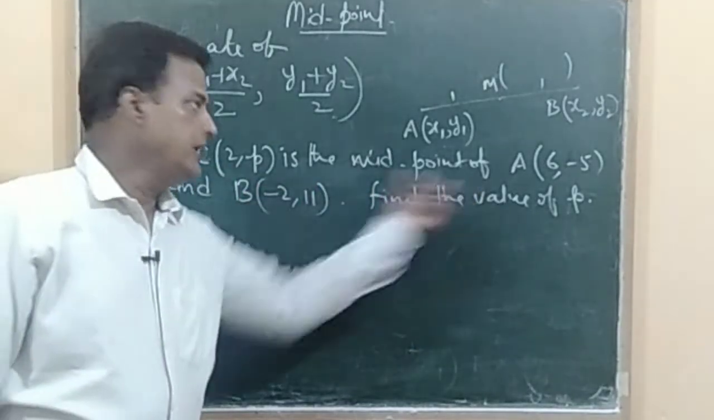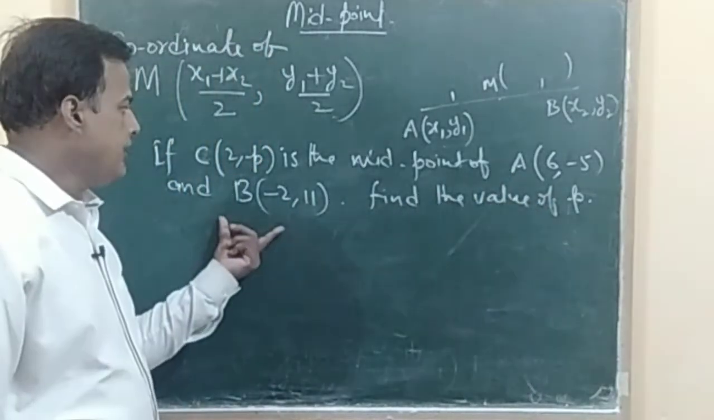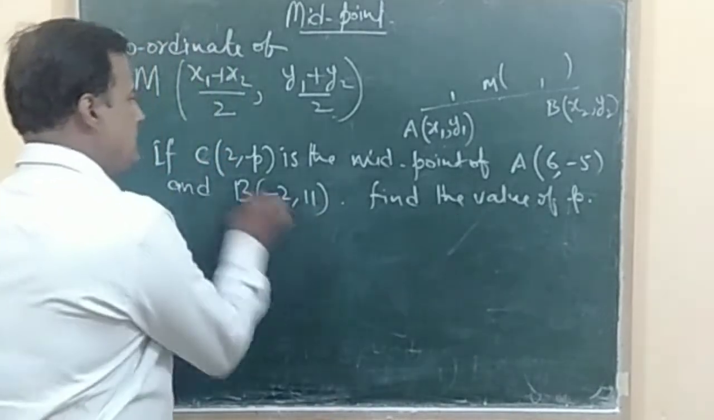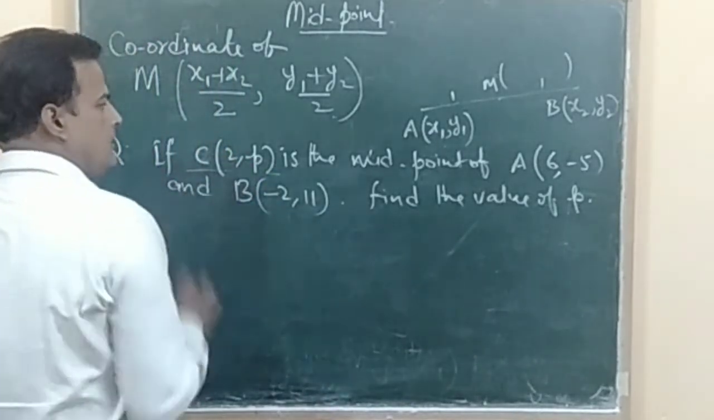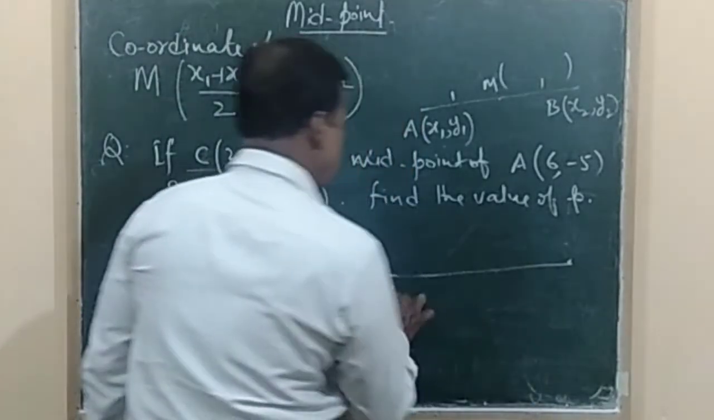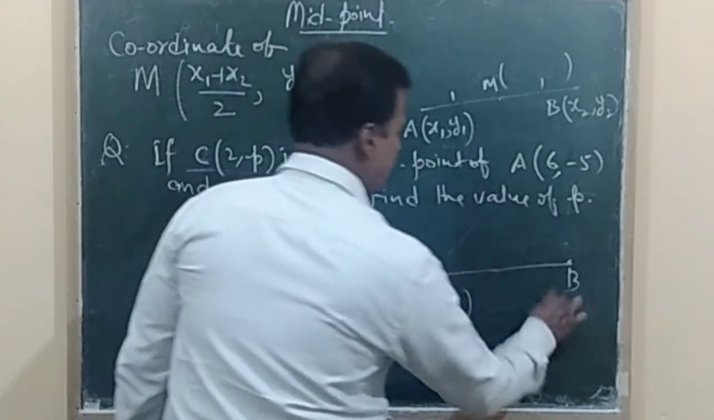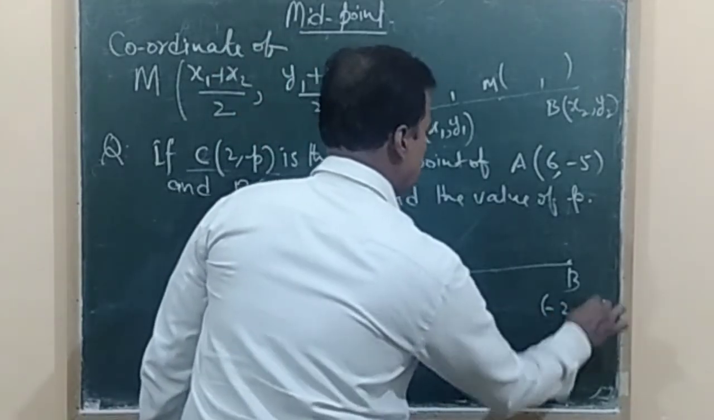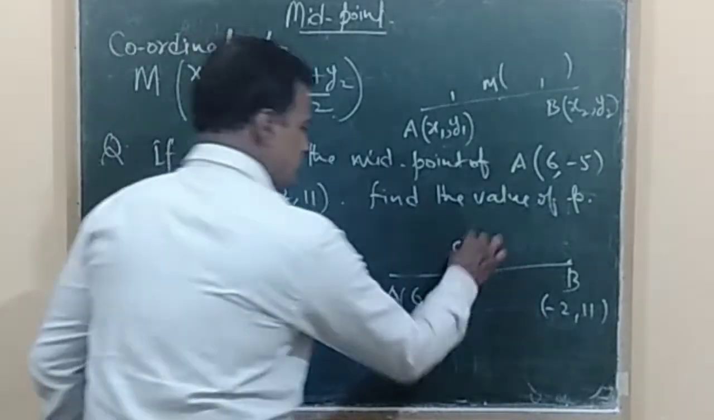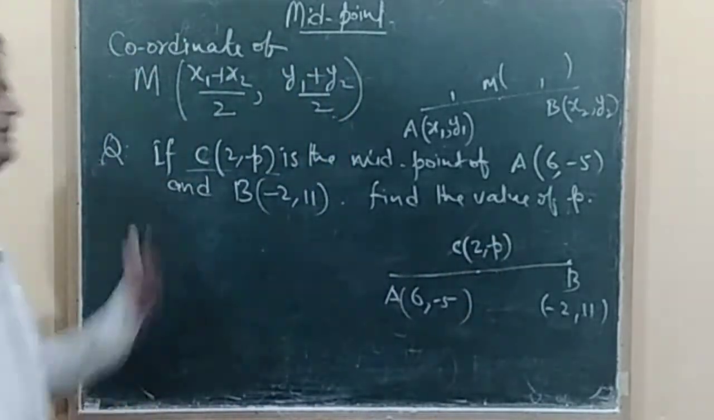Coordinate of A is given (6, -5) and coordinate of B is given (-2, 11). Then find the value of P. P is given in the ordinate in the point. We are saying that A and B are 2 points whose coordinates are (6, -5) and (-2, 11). And here a midpoint C, whose coordinate is (2, p). Then find the value of P.